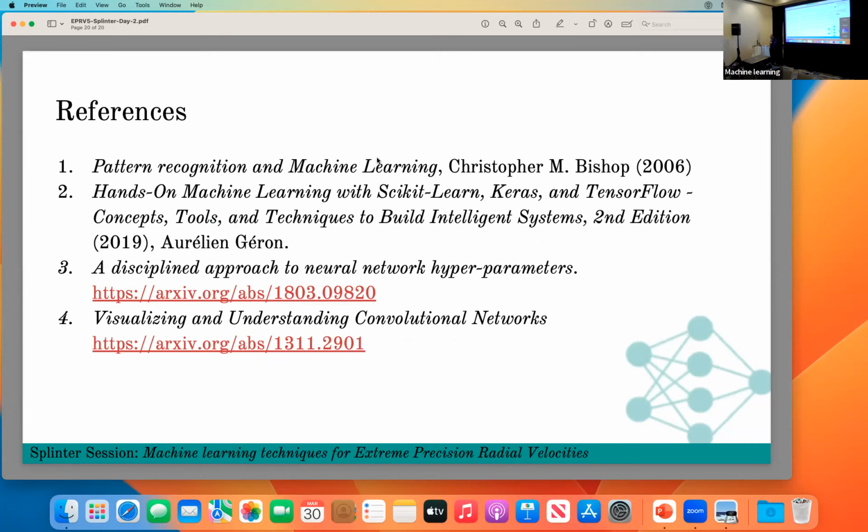So to finish, a couple of references we use all the time. The classical all-time book by everyone, Bishop, the more practical approach of Géron, a paper with a deep approach to the hyperparameters, and a very interesting and classical paper about how to get interpretability in the CNN, right? Another topic we discussed on Tuesday. So thank you all for listening, and let's hear our speakers.